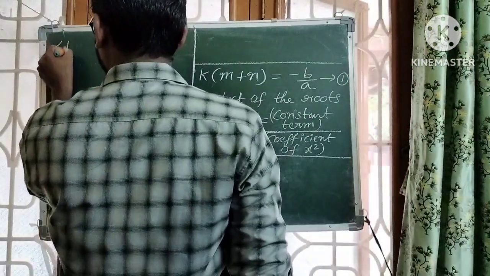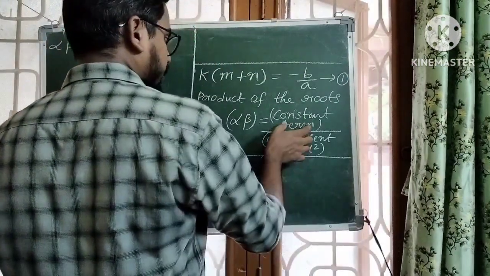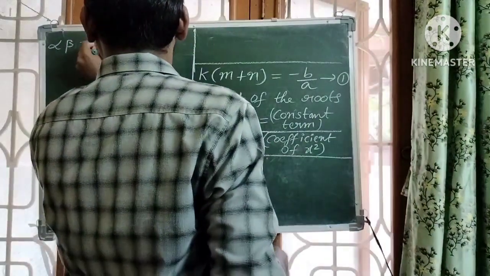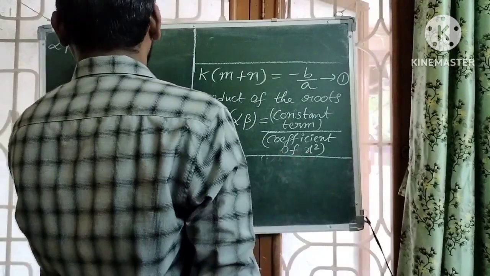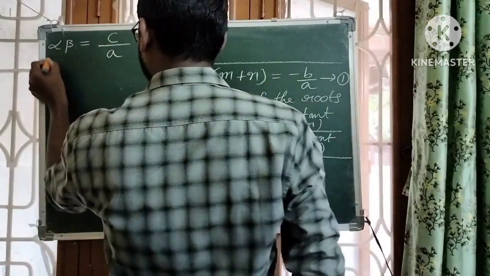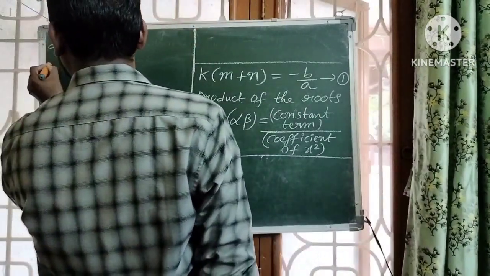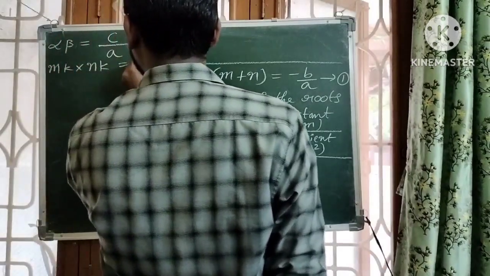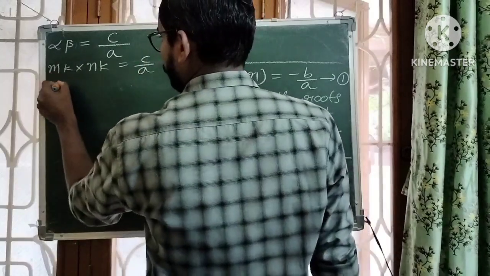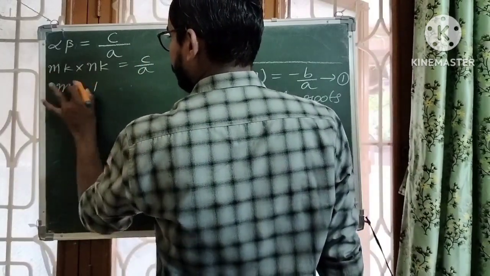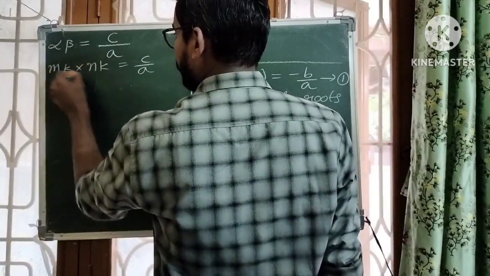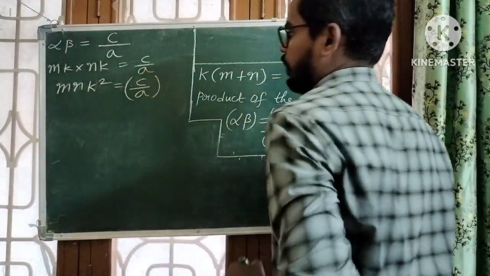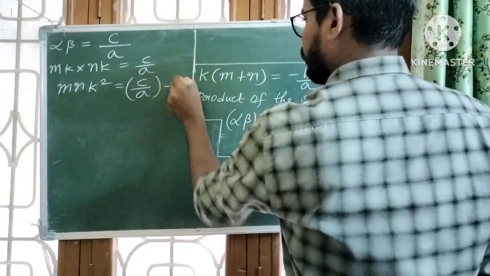The product of the roots is equal to the constant term by the coefficient of x square. The constant term in ax square plus bx plus c is equal to 0 is c, and the coefficient of x square is a. Again the product of the roots: alpha is mk into beta is nk is equal to c by a. So mn k square, m into n is mn, k into k is k square, is equal to c by a. Let it be equation number 2.